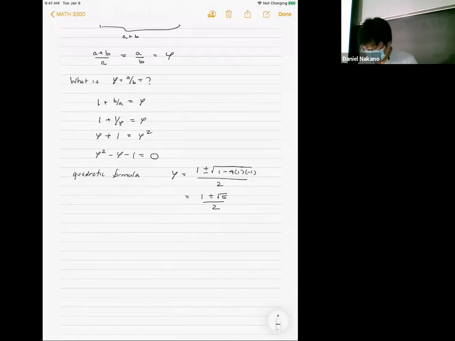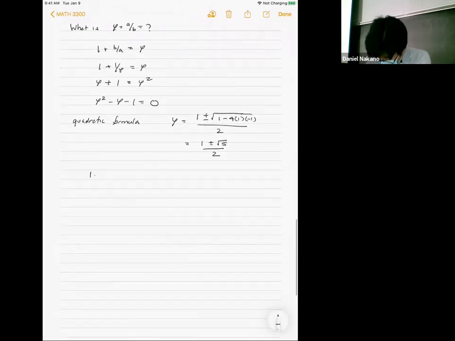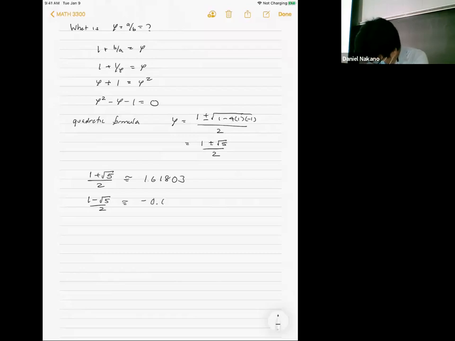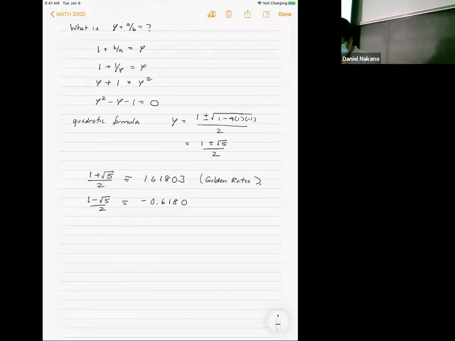Okay? And I'll say what these numbers are. So 1 plus the square root of 5 over 2 is approximately equal to 1.61803. And 1 minus the square root of 5 over 2 is approximately equal to minus 0.6180. Okay, one is negative, one is positive. And this one's often called the golden ratio. Okay, any questions up until this point? All right, good.